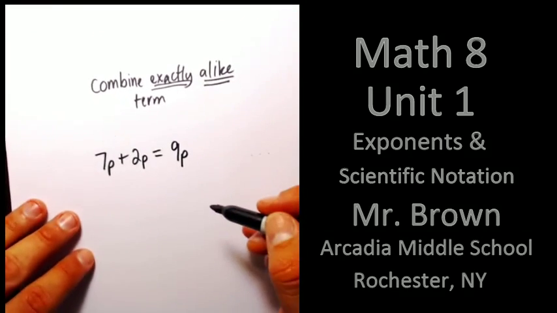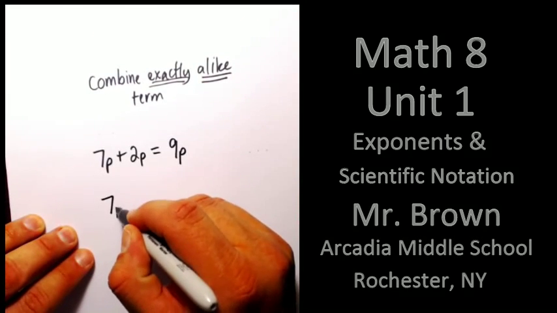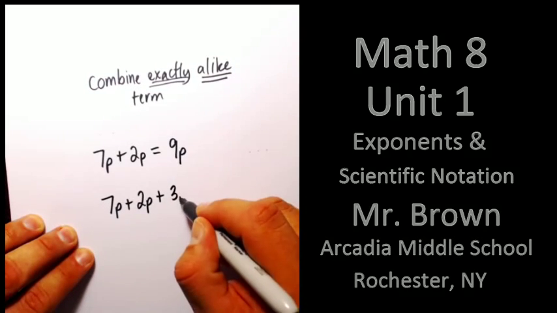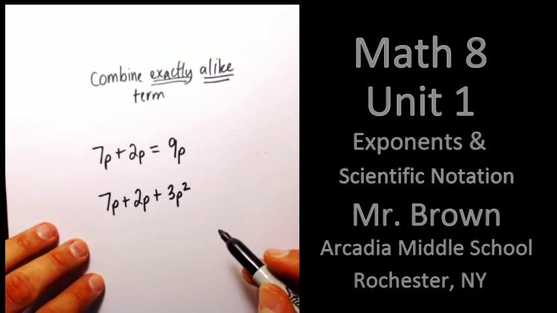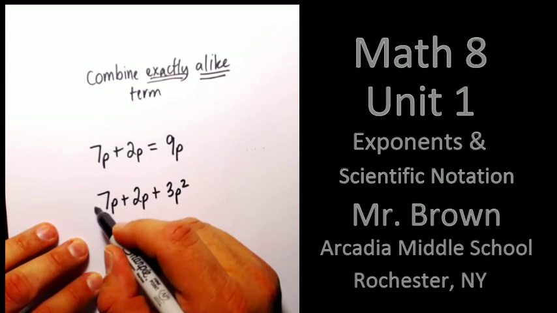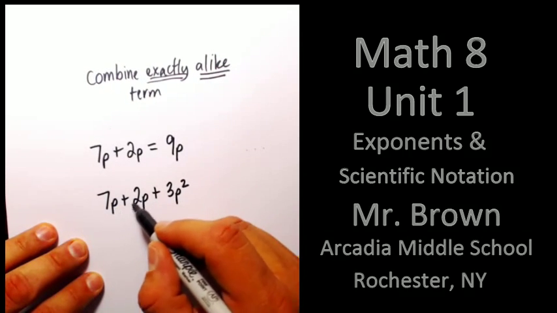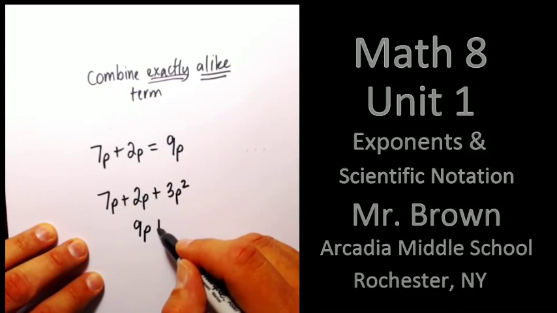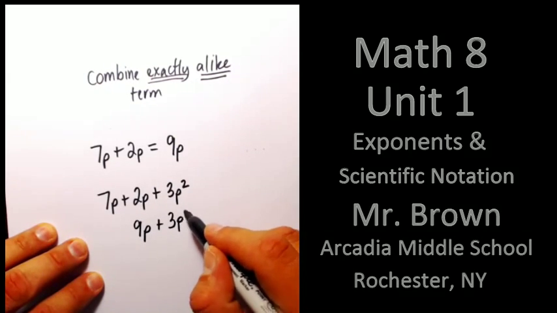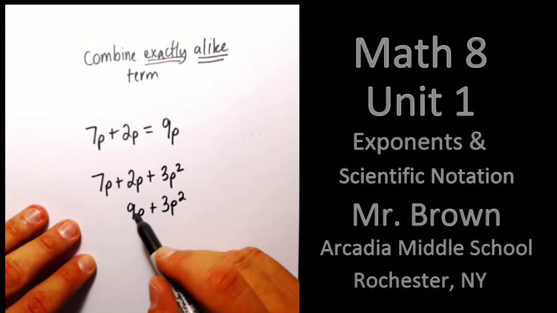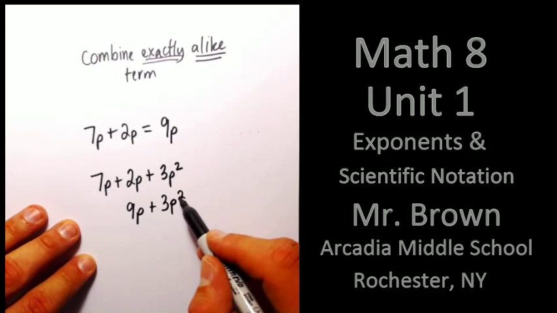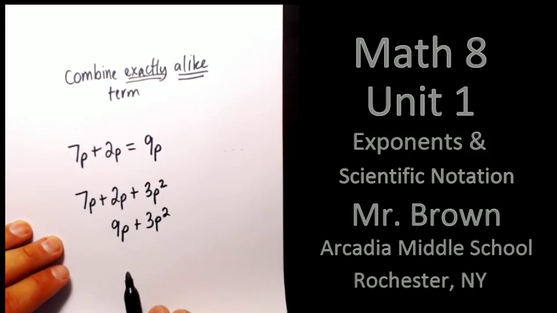One thing I wouldn't be able to do is 7p plus 2p plus 3p squared. Here, 7p and 2p are exactly alike p's, so you could add those together, but you cannot add these together because that's p and that's p squared. These are not exactly alike. Okay. Well, why am I talking about that?